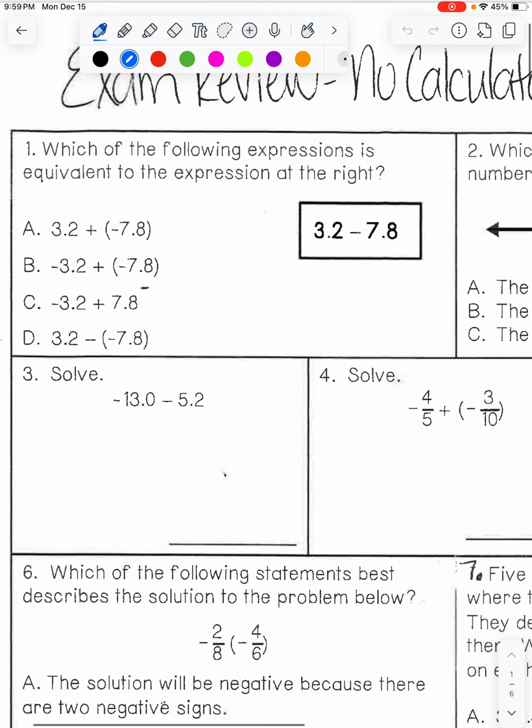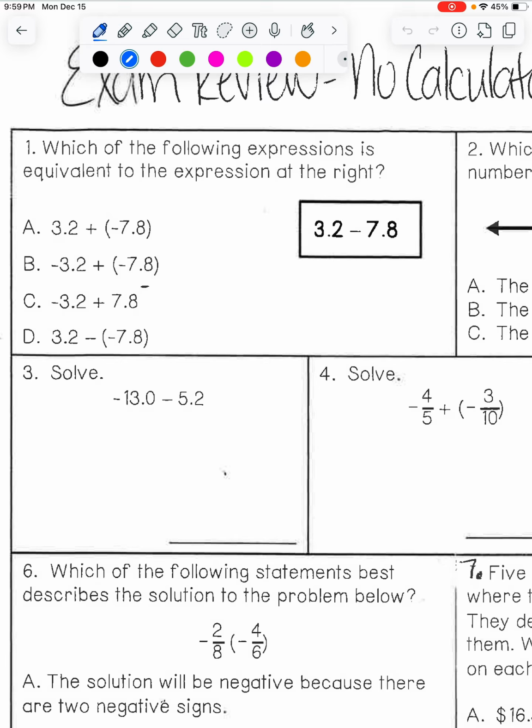Remember how whenever we talked about subtracting, we can always change that to plus, and then we change the sign of whatever is behind that. So my 3.2 is going to stay positive. My sign's going to change to a plus, but then the 7.8 will change signs, which would make that a negative 7.8, and that makes A the correct answer for number one.